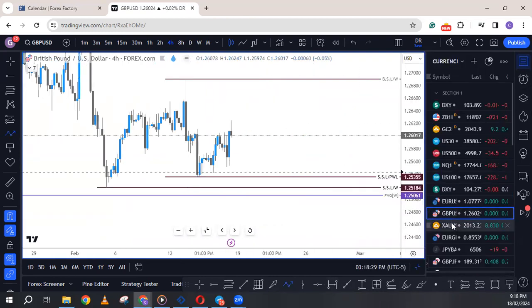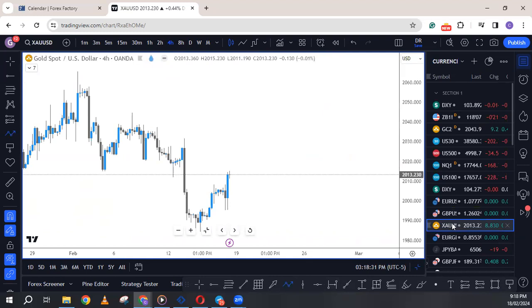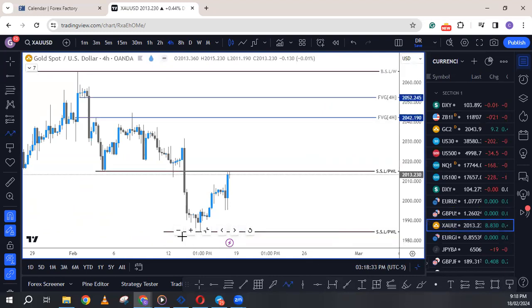Then the next pair we're going to be looking at is gold.